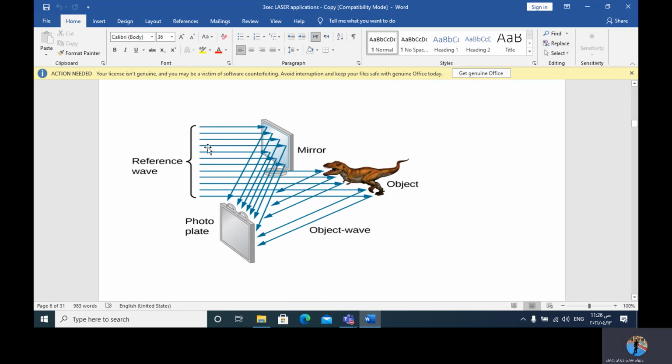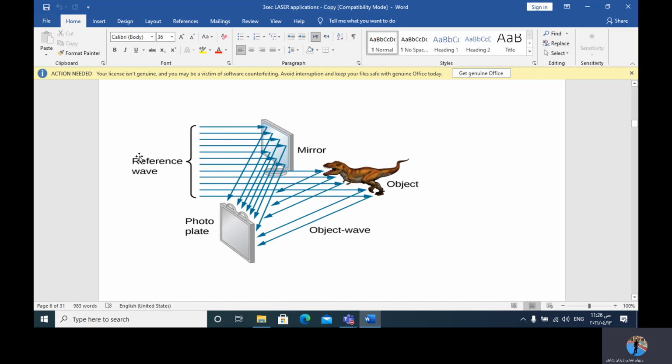Now, these waves all have the same wavelength, they are coherent, and because they come to the photographic plate, the reference beam and the reflected rays both reach the photo plate, and they interfere with each other. So let me talk again about the mechanism of forming a hologram.